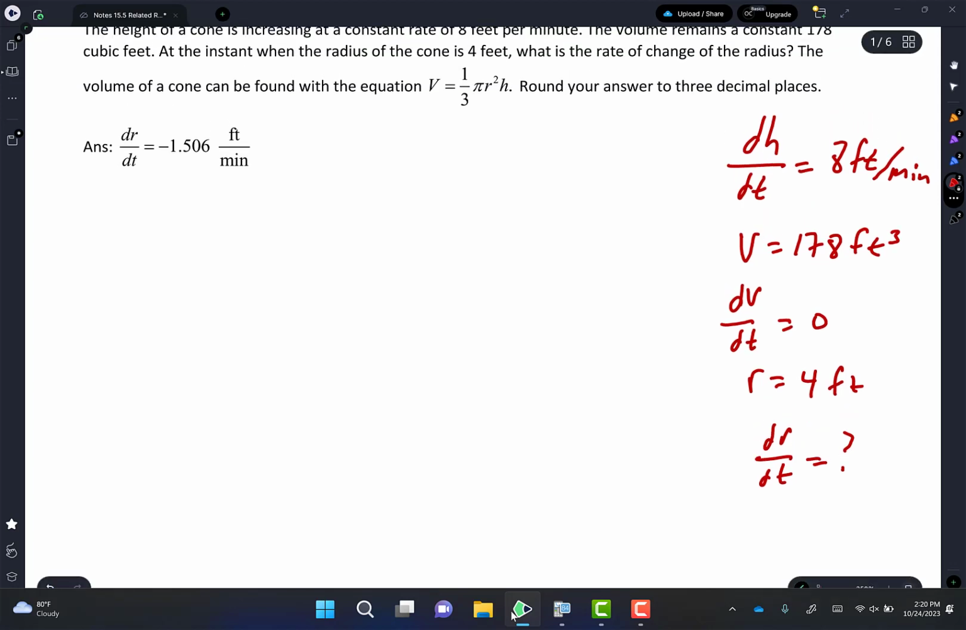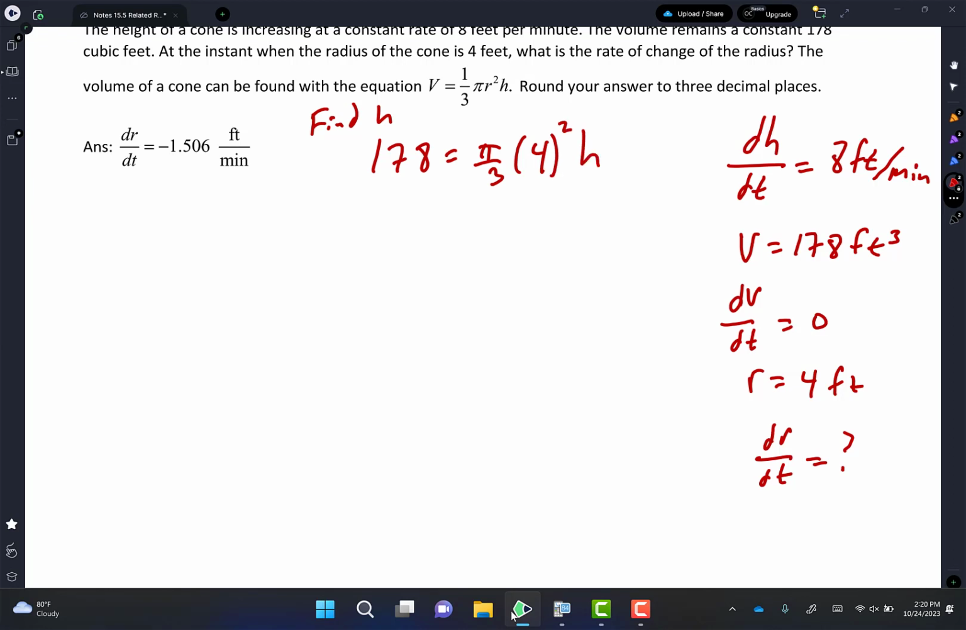Sometimes I need the height, sometimes I don't need it. I'm going to go ahead and figure out what the height is. Maybe I need it, maybe I don't. It depends on how you do it, because sometimes you don't. I'll do it both ways so you can see what I'm talking about. What's my volume? 178. So I'm going to find h. 178 equals pi over 3, what's my radius? 4 squared, h.